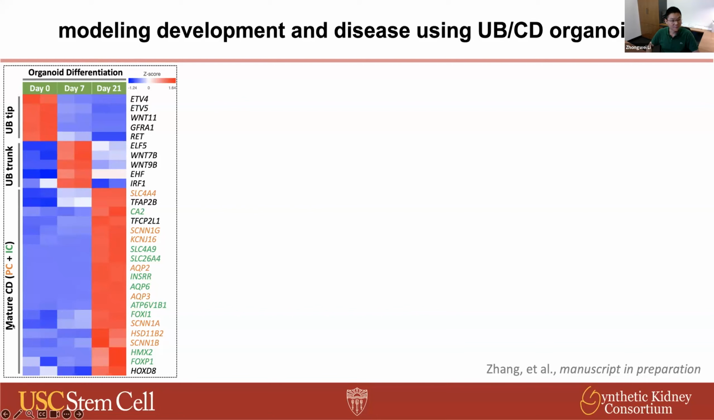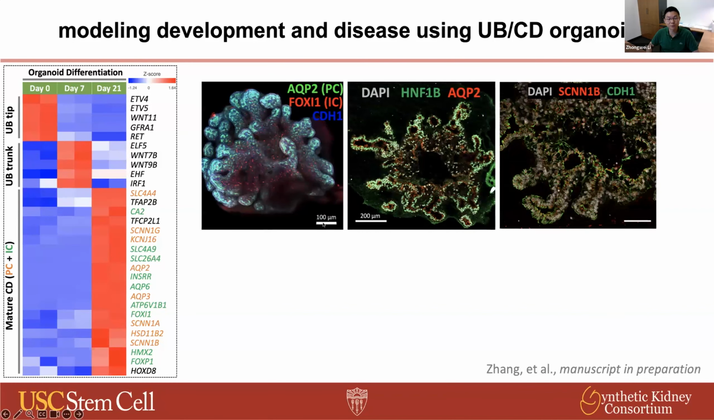And then we found that at the end point, they turn on all kinds of principal cell and intercalated cell gene expression. We confirmed this gene expression profiling by performing whole mount immunostaining. As you can see, the intercalated cells are clearly sporadically distributed along the aquaporin-2 positive collecting duct tubules.